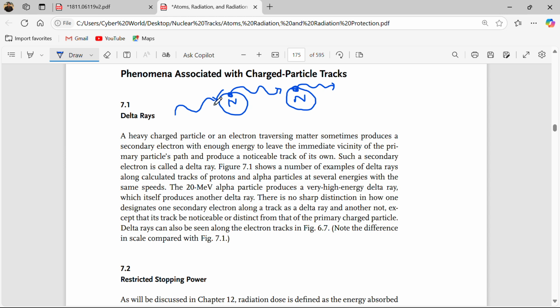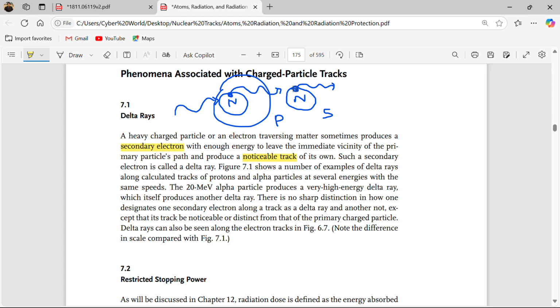This first ejection of an electron is known as primary ionization, and this second ejection of an electron is known as secondary ionization. So you can define it as a heavy charged particle or an electron traversing matter that sometimes produces a secondary electron, which I told you. It produces a secondary electron with enough energy to leave immediately, because once this electron is ejected, there is a vacancy of the primary particle, and it produces a noticeable track.